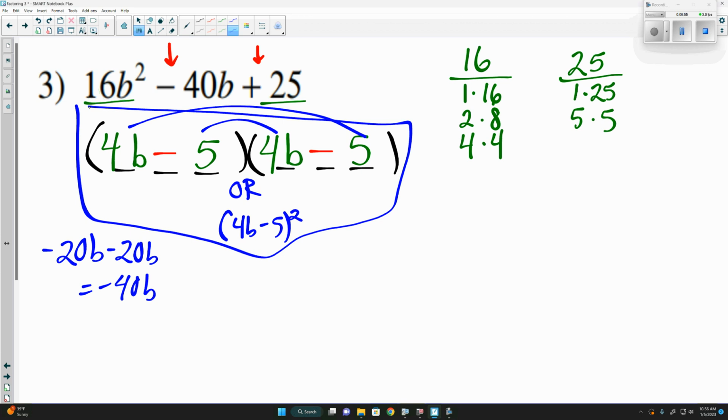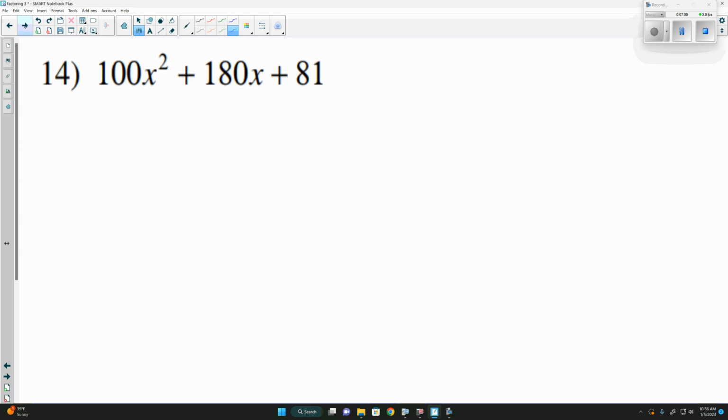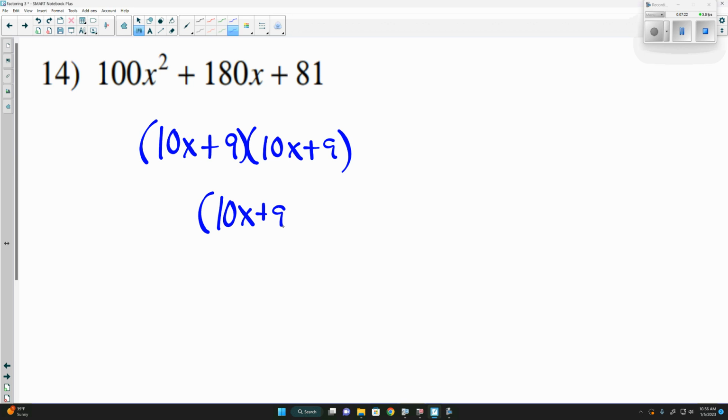Questions on any of this here so far? They're not bad. They're not any different than what we've done before. It just happens that we can condense it to one set of parentheses squared. That's why it's considered a special case. Nothing really else. Do we feel comfortable with these here? Because if we end up doing this one here, it would be 10x plus 9 times 10x plus 9, or 10x plus 9 squared would be the answer for this one here.